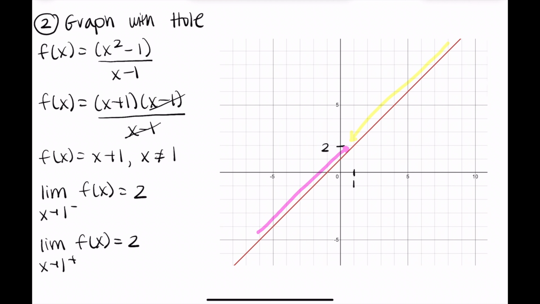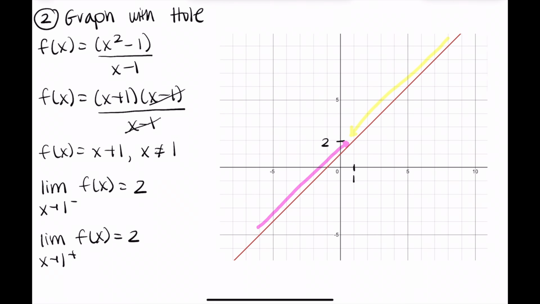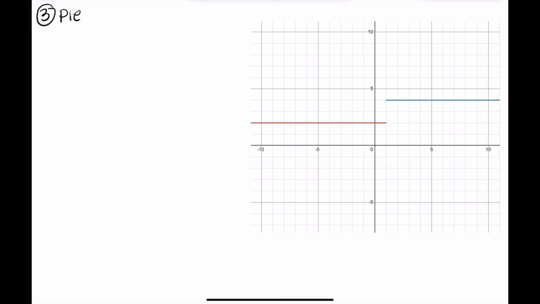So since the left and right-hand limits match, we know that the limit does exist here. Even though the graph has a hole, it does exist here, and the limit would just be 2. So writing out the answer for this one, the limit as x approaches 1 of f of x would just be 2. And now let's move on to our third and final practice example for today.